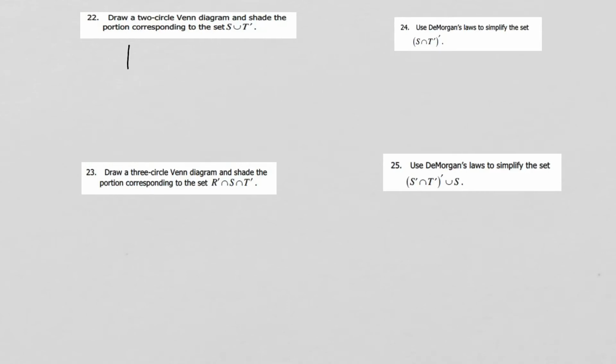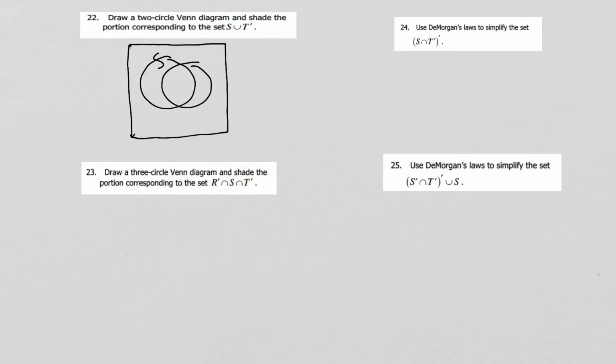Problem 22 asks us to draw a two-circle Venn diagram. Let's get our universal set. Two circles, so we'll put two circles here. Label one S and one T, and what we want is to shade this region right here, S union T prime.